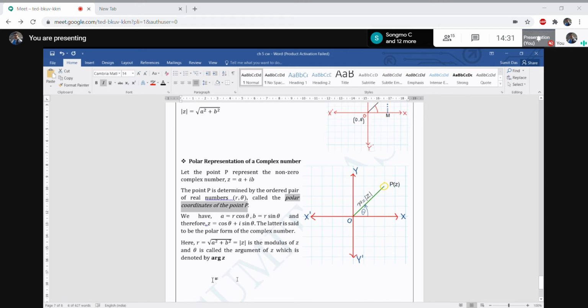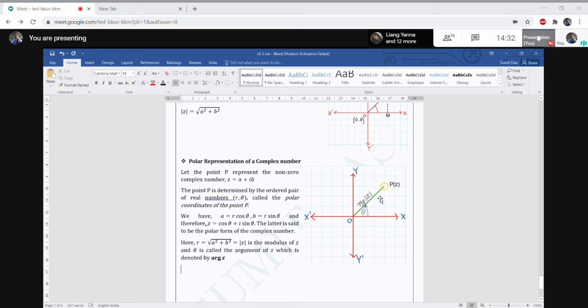What is saying that the point P is determined by the ordered pair r and theta. What is r? r is the distance of this point P, that means the complex number, from the origin. The distance of the point P from the origin is denoted by small r, which is actually the modulus of z. And if you join this line from the origin, the positive angle it makes with the x-axis is theta.